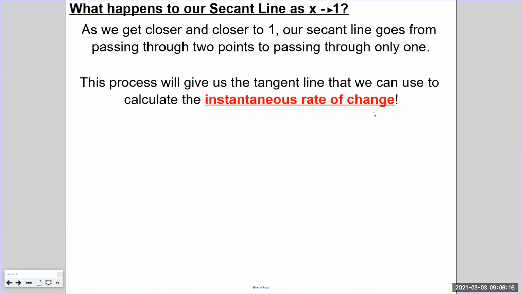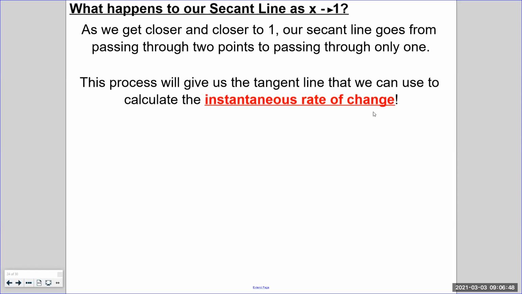All right, and as we just demonstrated, this process will give us the tangent line, and that tangent line that we found will allow us to calculate the instantaneous rate of change. But the great thing is that, yes, we can do that graphically. We can just casually move points. But how do we do that algebraically? And that's the question.